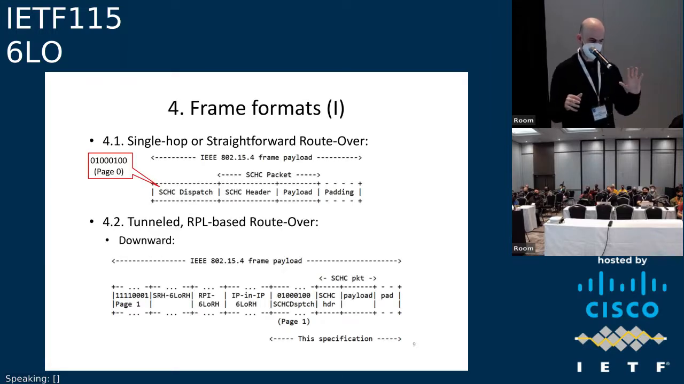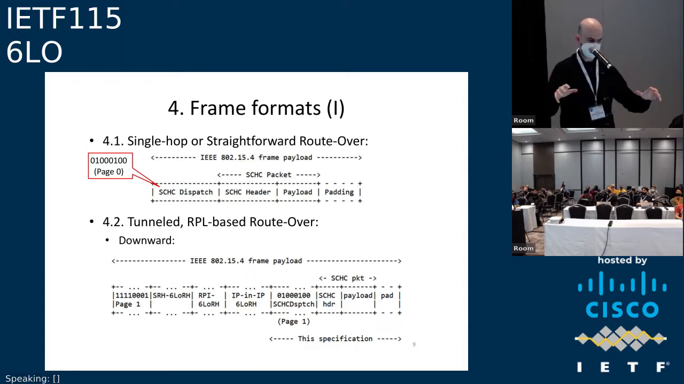So these are the frame formats that would be used. The first one is the one that we had seen previously in previous versions of the draft. This one can be used for single hop communication or in the straightforward route over approach. Here, this format starts with the SHIC dispatch, a bit pattern in page 0 in this case, that signals that what comes next is a SHIC compressed packet.